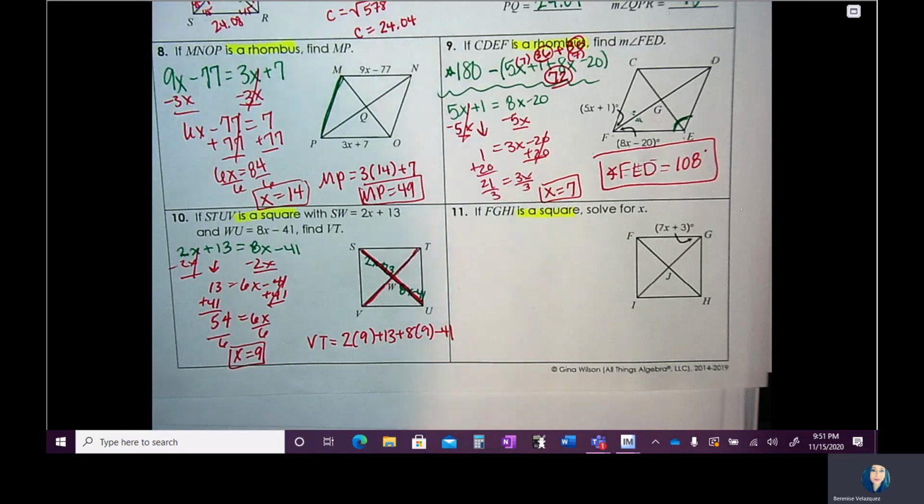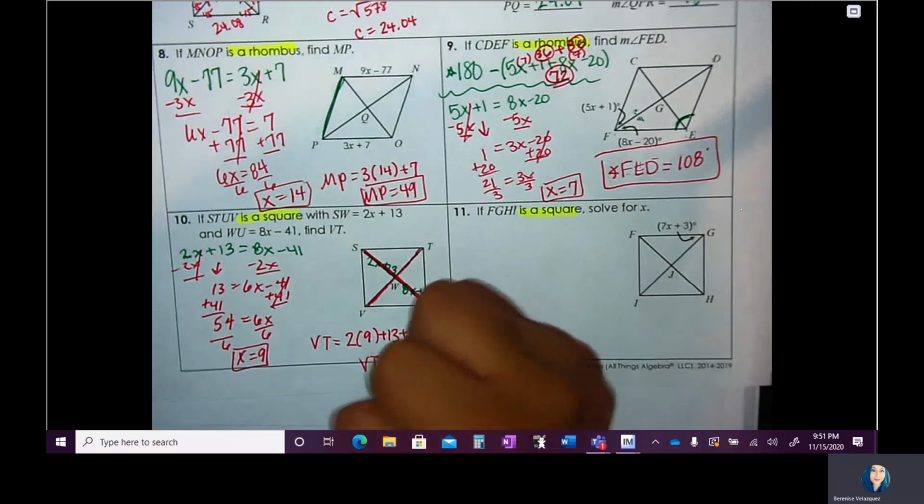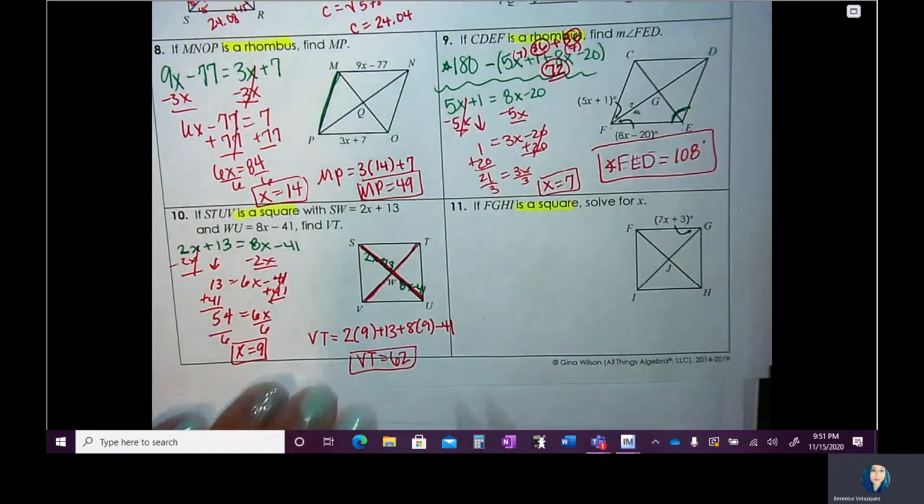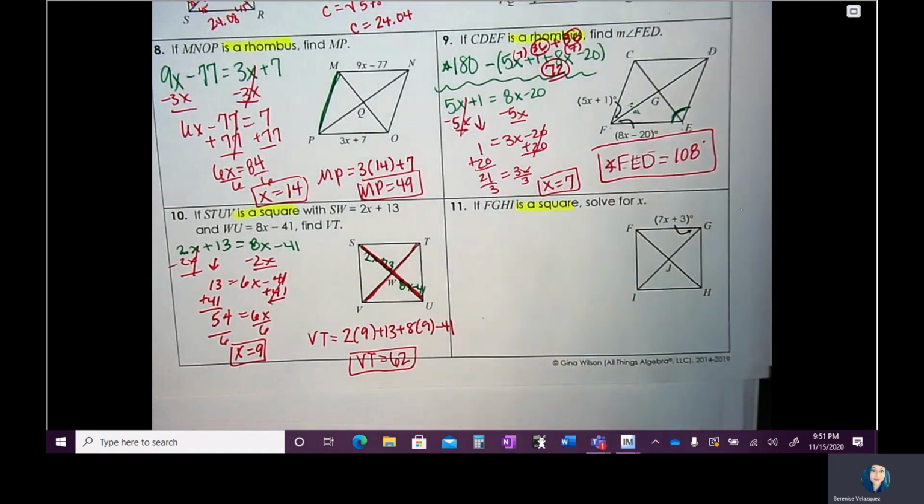So 2 times 9 plus 13, that gives me 31. So that's going to be 62. Okay, why is it going to be 62? Because then the other side, 8 times 9 minus 41, also gives me 31, and 31 plus 31 is going to be 62. Okay, so we have our value. Now we're going to move on to the next one.